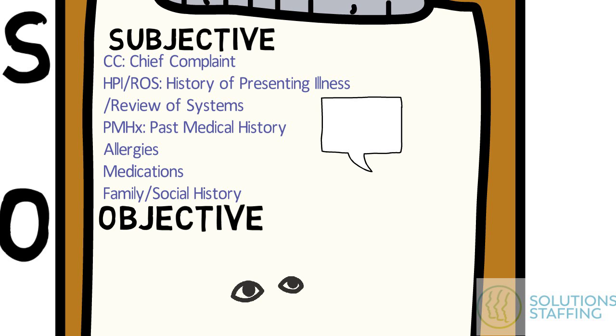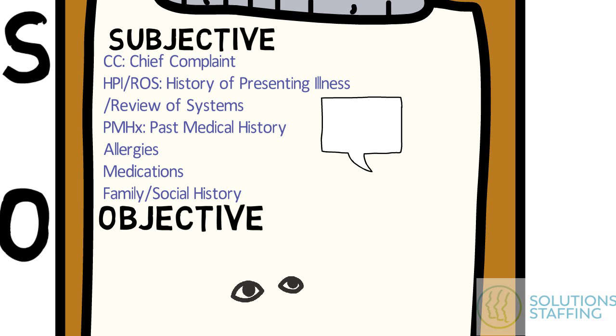How long has the health issue been going on for? Has it happened before? Does anything make it worse? And under your review of systems are your more global questions such as fever, weight loss, trouble sleeping, etc. These two are often difficult to separate and can be placed together under HPI/ROS.